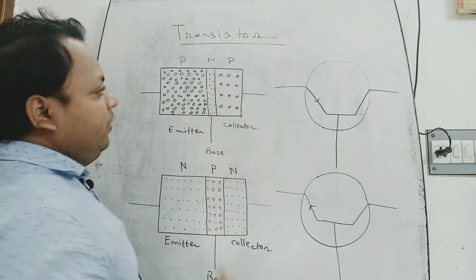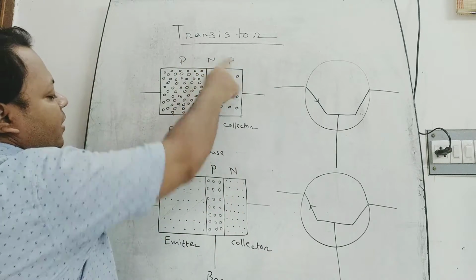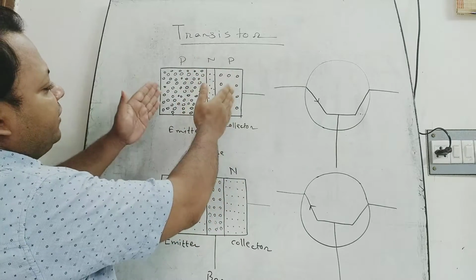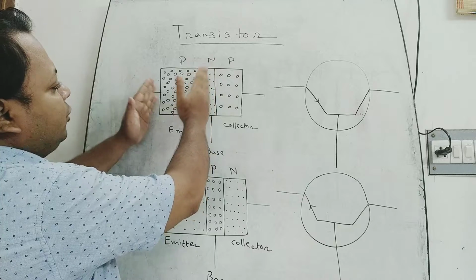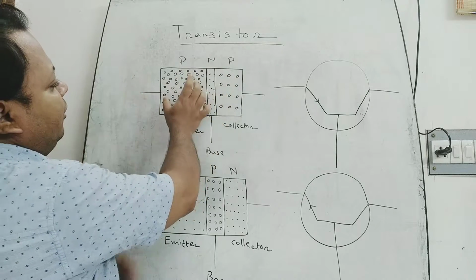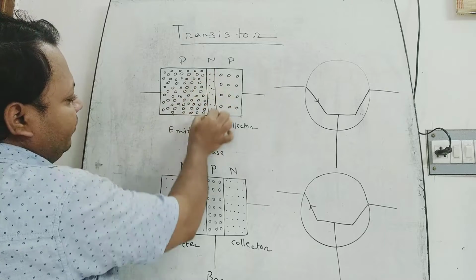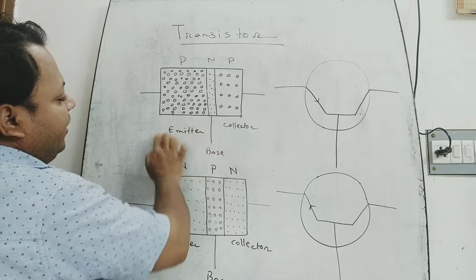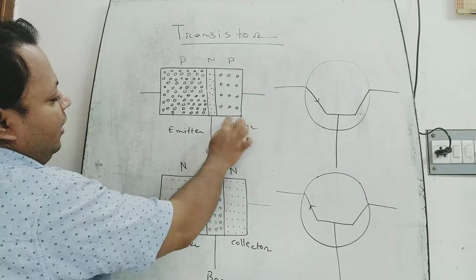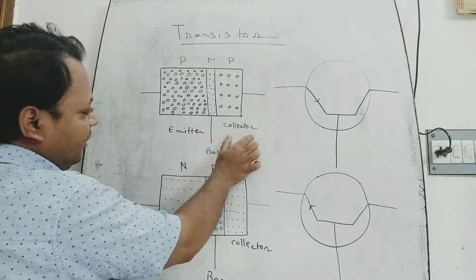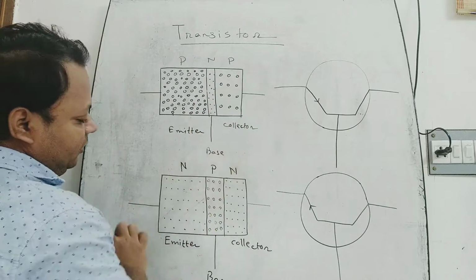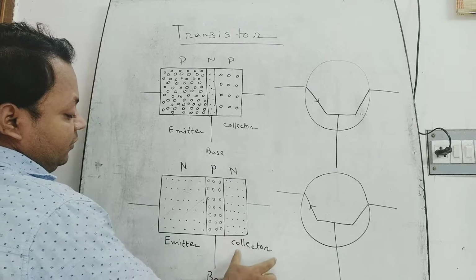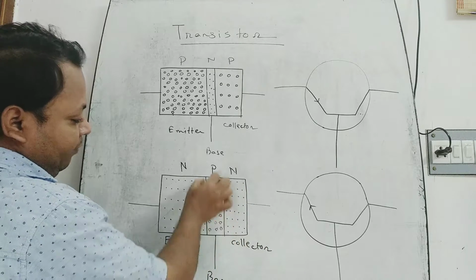There are two types of transistors. One is PNP and another is NPN. That is, in the first case, a transistor has two terminals at the end, P and P, and the middle terminal is N, PNP. One end is known as emitter and another end is known as collector, and the middle portion is known as base. In case of NPN, this is emitter, this is collector, and the middle portion is base.